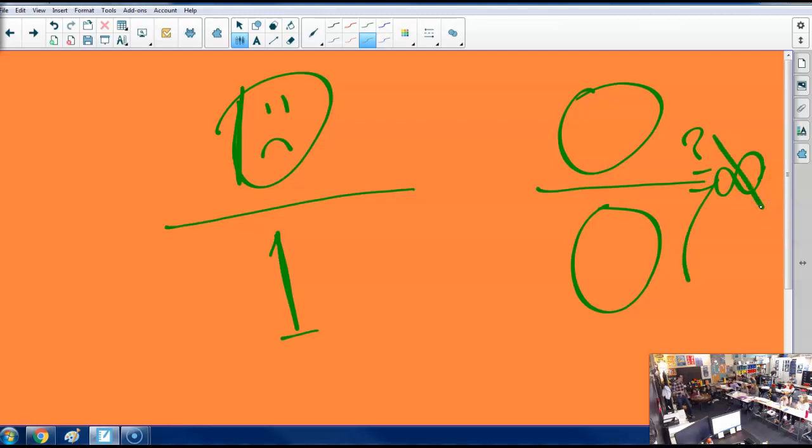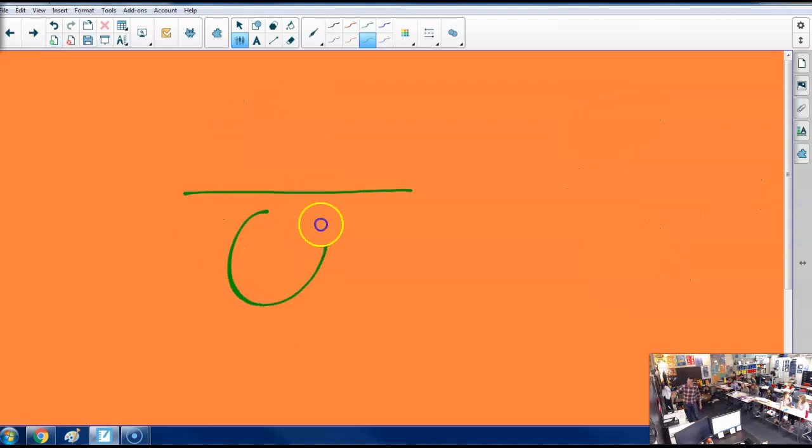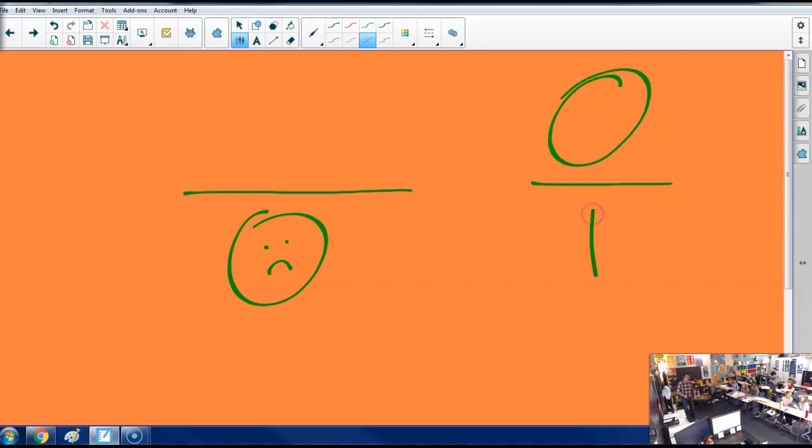No. Any division by 0 actually breaks math. You cannot divide by 0. Because I have a quantity of something, I have it. To divide by 0, there's nothing. Like, there's nobody there. Like, I currently have 0 pizzas. I have 0 pizzas and I'm splitting them amongst me.